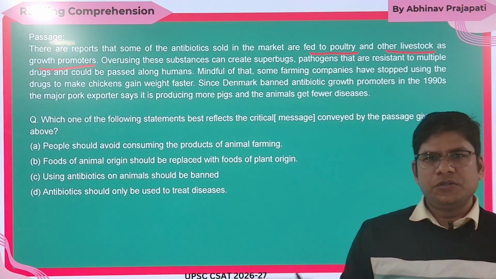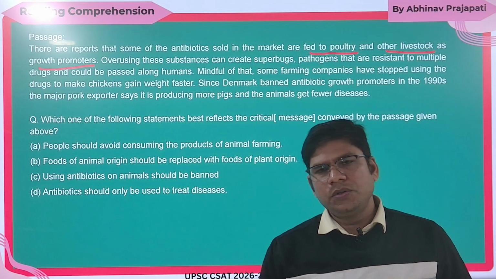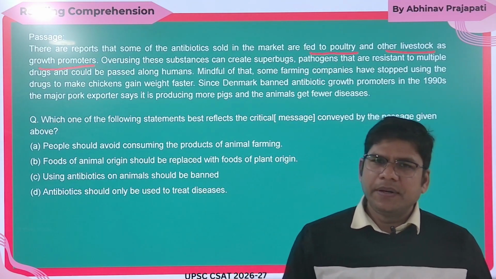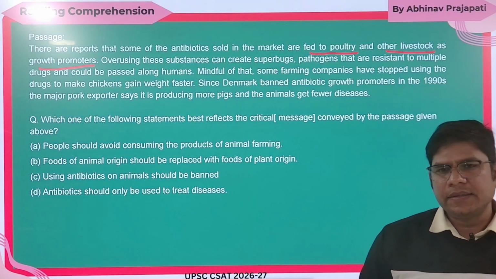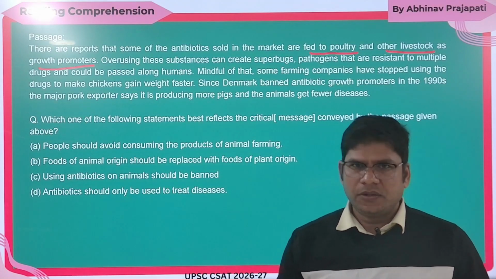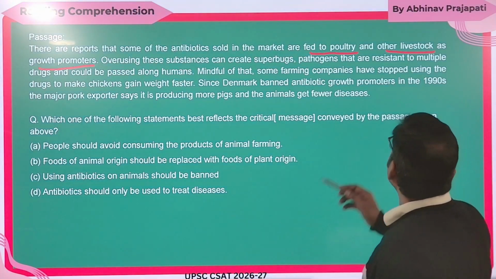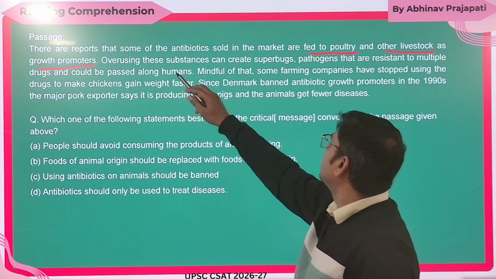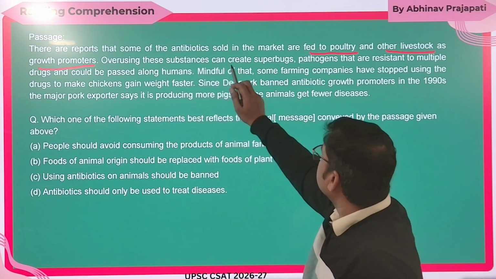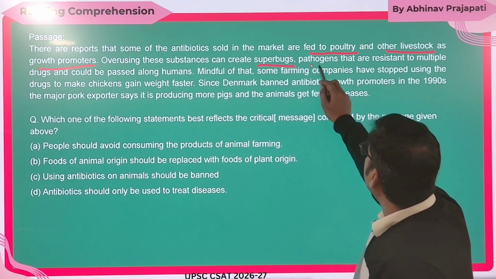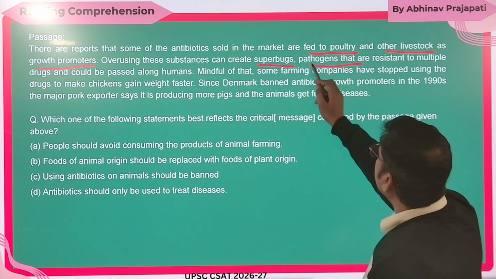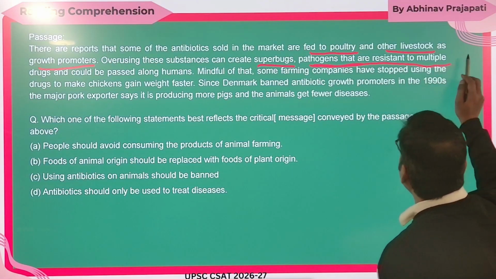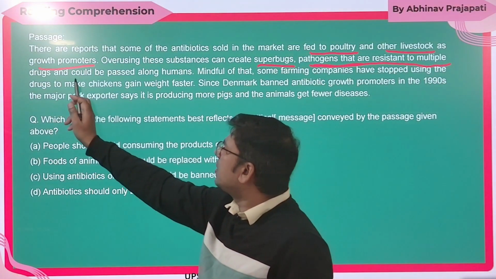Okay, so who used to consume chicken? We people. So something that is chemical is going to harm human health also. Overusing these substances can create superbug pathogens. And now what is a superbug? Pathogens that are resistant to multiple drugs and could pass along to humans.